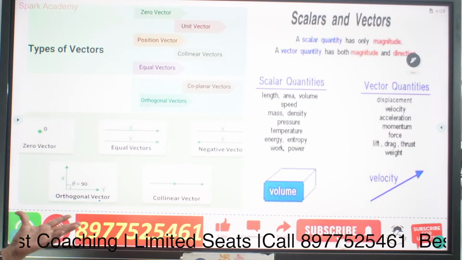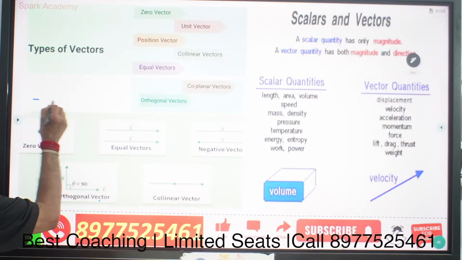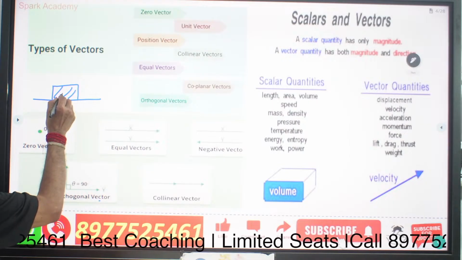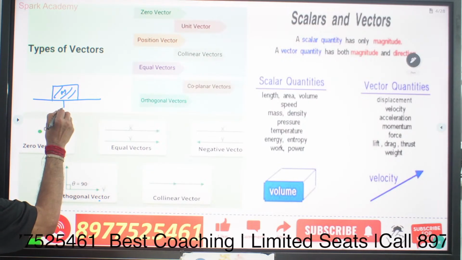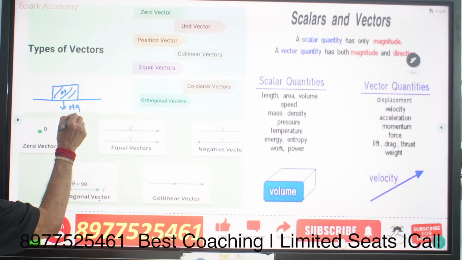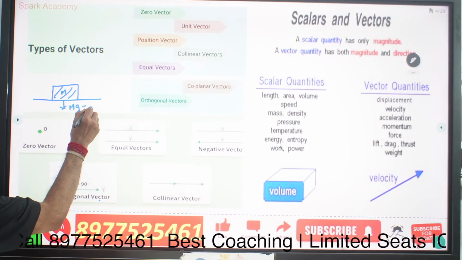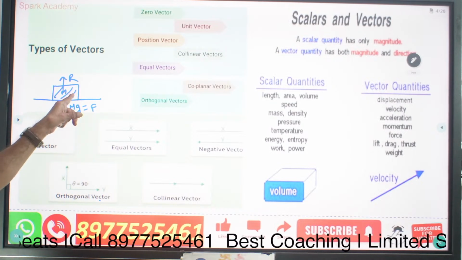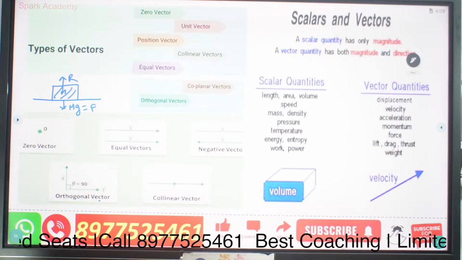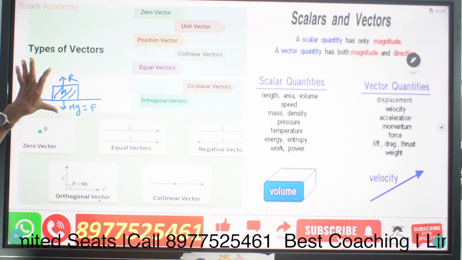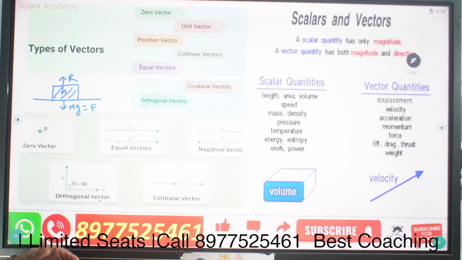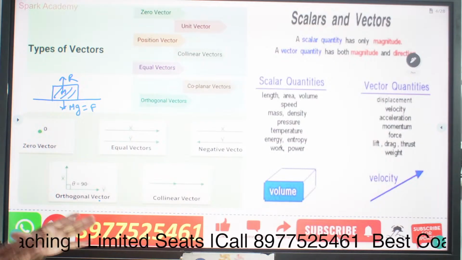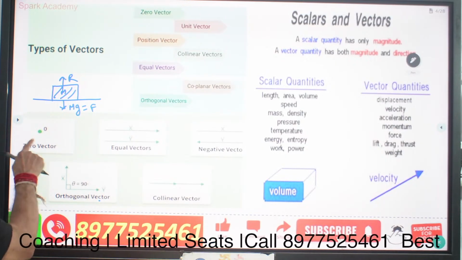What is an example? Suppose a table is there, a body is lying on the table. This is the mass m. So its downward force is mg. It is balanced by normal reaction R, because this particular body is lying stationary on a table. So two forces acting in opposite direction, they are cancelling out. So if two equal vectors are in opposite direction, they will cancel out and the resultant will be 0. So that is a zero vector.